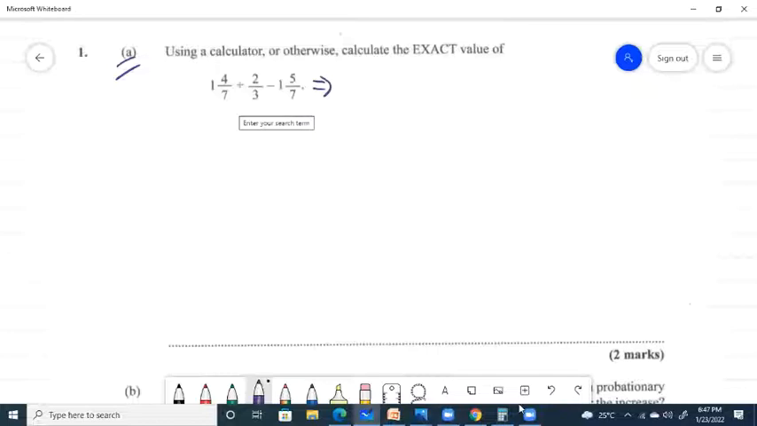Remember, the conversion is that you multiply the denominator by the whole number and then you add the numerator, and everything must be over your denominator. So we're talking about 7 times 1, 7 plus 4. This is 11/7, right? Divide by 2/3, and we're going to subtract 1 and 5/7, that is 12/7.